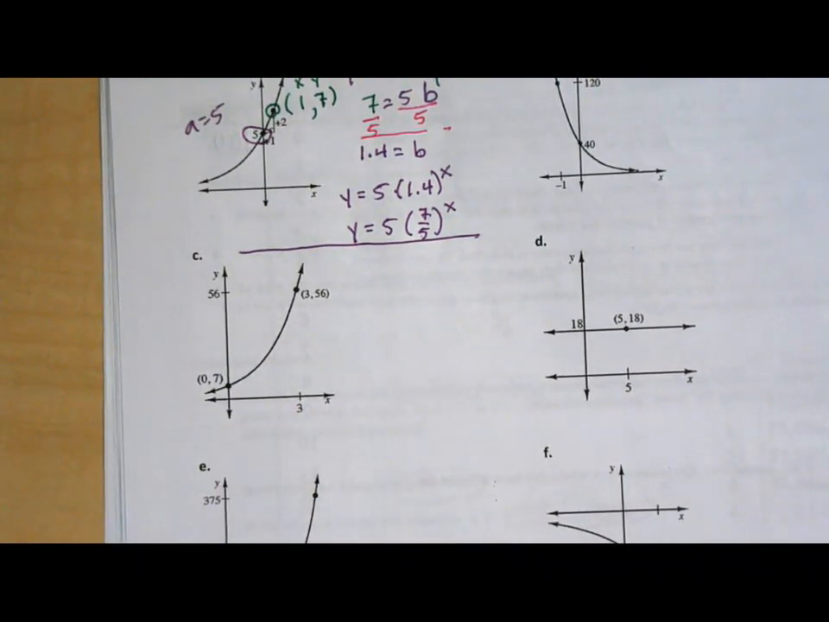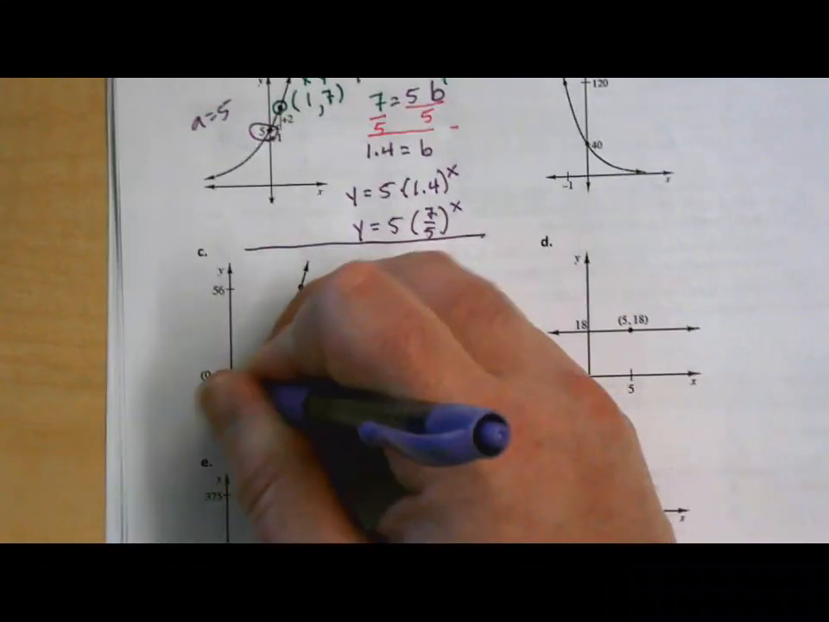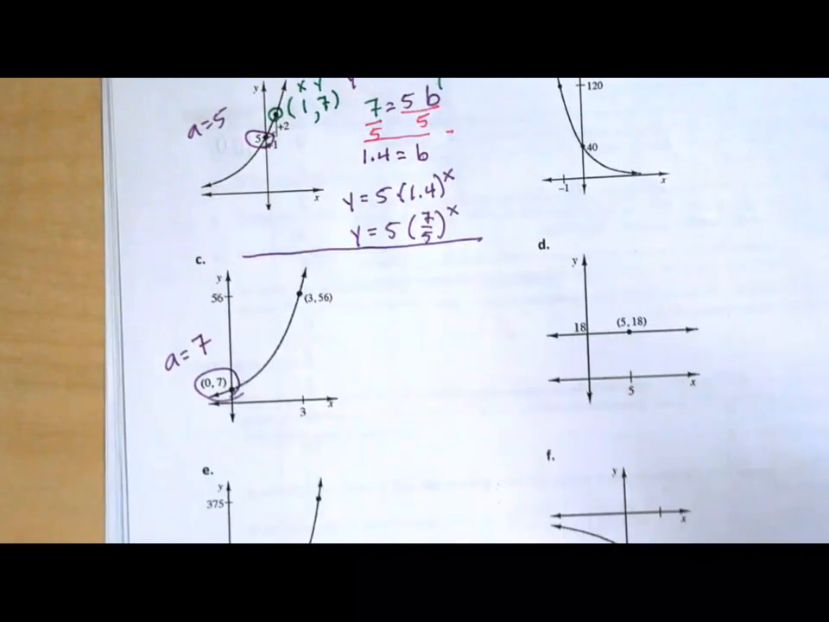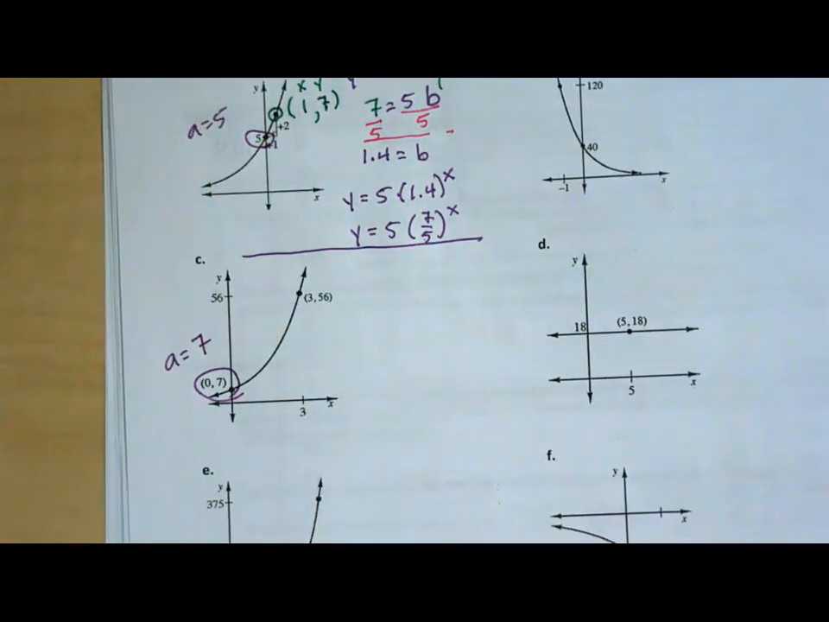Can you guys tell me an a value or a b value just by looking at this? What are you seeing? I see a y-intercept. So a is what this time? A is 7, because that's our y-intercept. A is 7, and b I don't know yet.